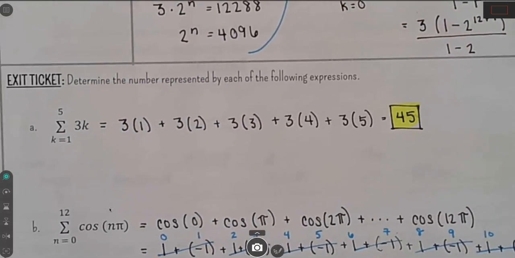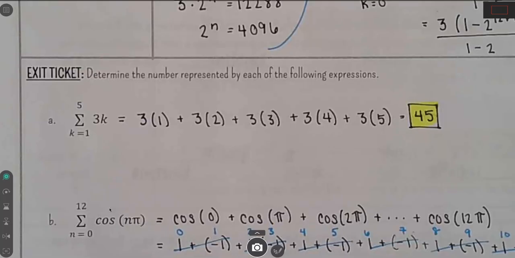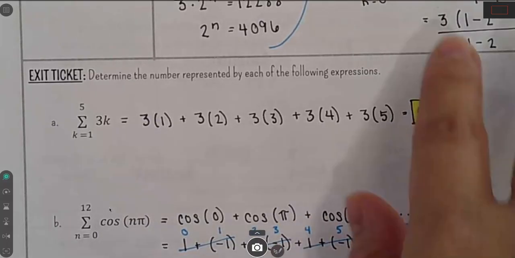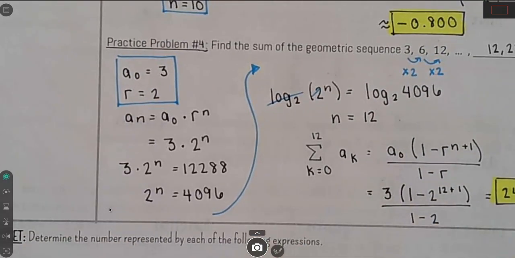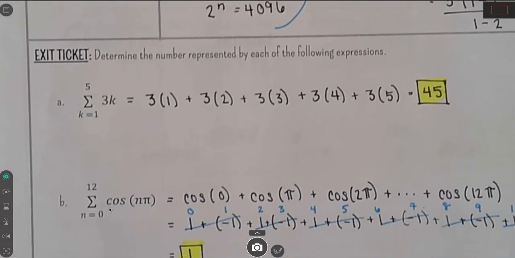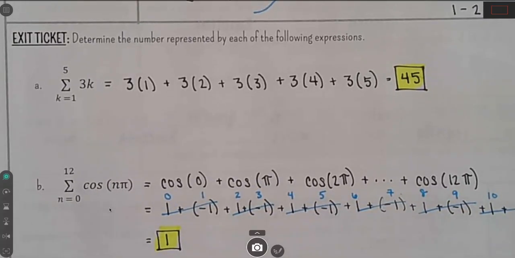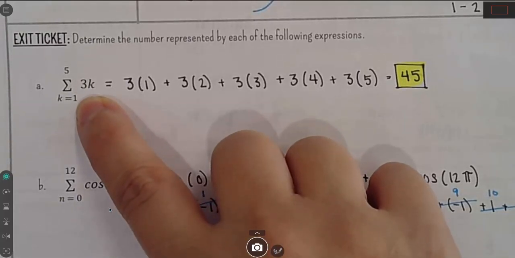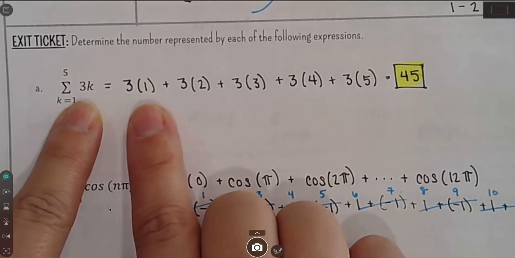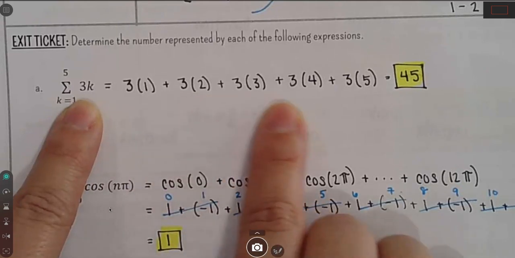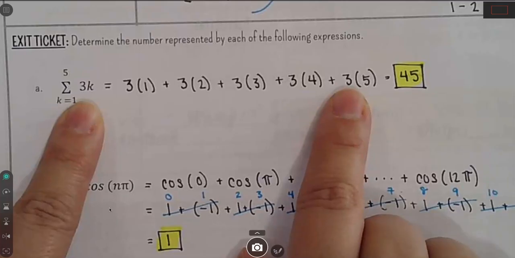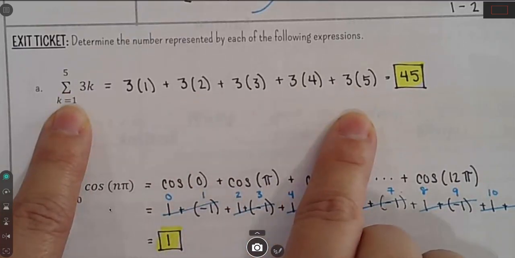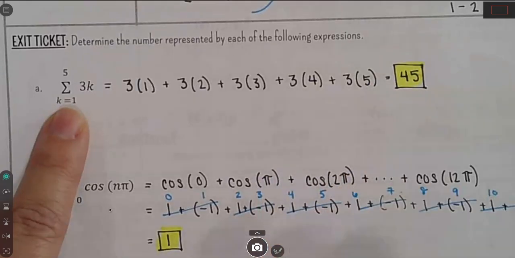And finally, exit ticket. Alright, so I wanted to do just a few problems where we're actually adding all the numbers together, just so you can kind of see. We used the formulas before, and when you have large values or a lot of numbers in a sequence, the formulas are the best way to go. But here I want to show you guys how to do it just one term at a time. So if we have k equals 1 all the way to 5, basically what you're doing is you're plugging in 1, plugging in 2, plugging in 3, then 4, then 5, and then adding all those terms together. That's what this sigma means. You're finding the sum of all these terms. If you do that, you get 45.